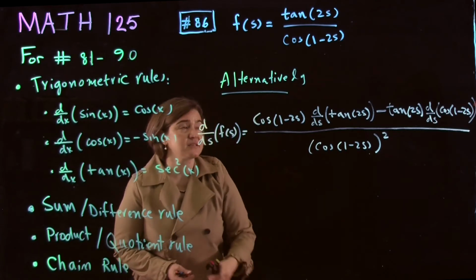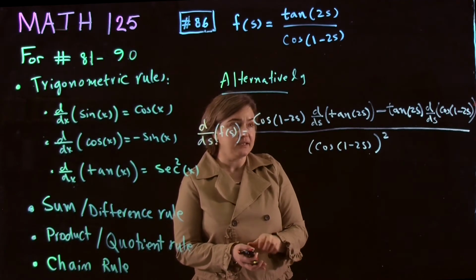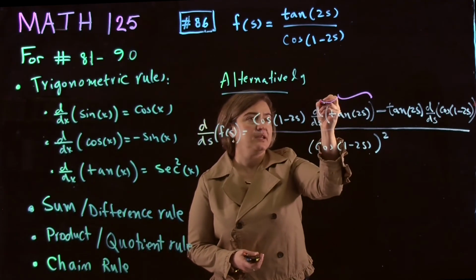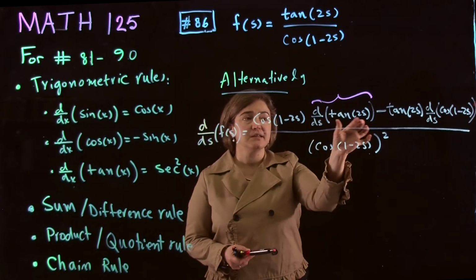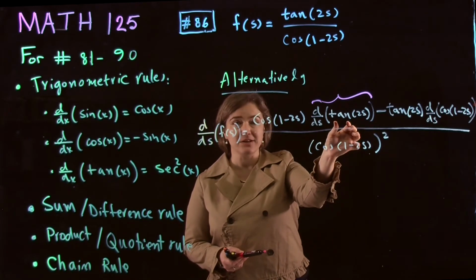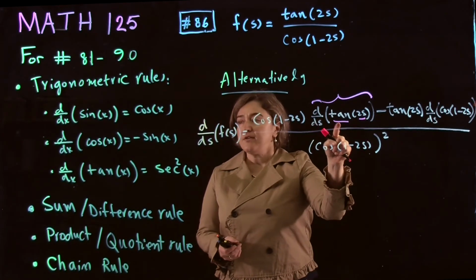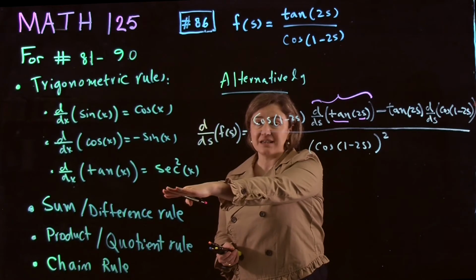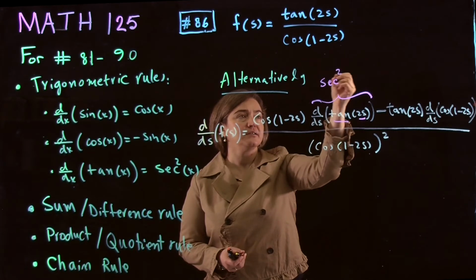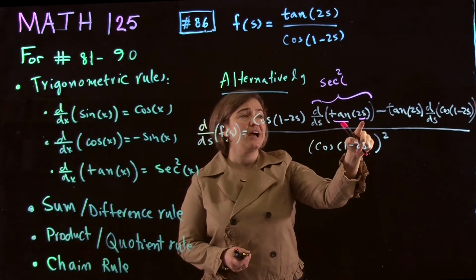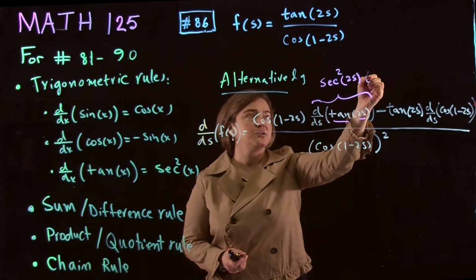Next step is to replace or compute wherever you see the derivative of either numerator or denominator. Derivative with respect to s of tangent of 2s. This is a chain rule. Outside function tangent, inside function 2s. Derivative of tangent, according to the formula, is secant squared. So it comes out as secant squared of whatever you have inside, which is 2s, times derivative of 2s, which is 2.